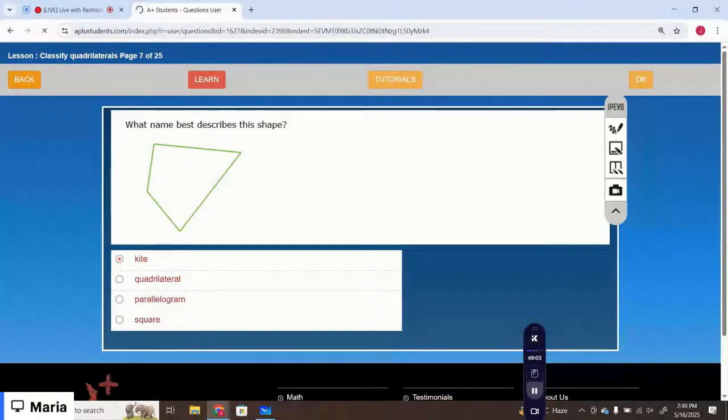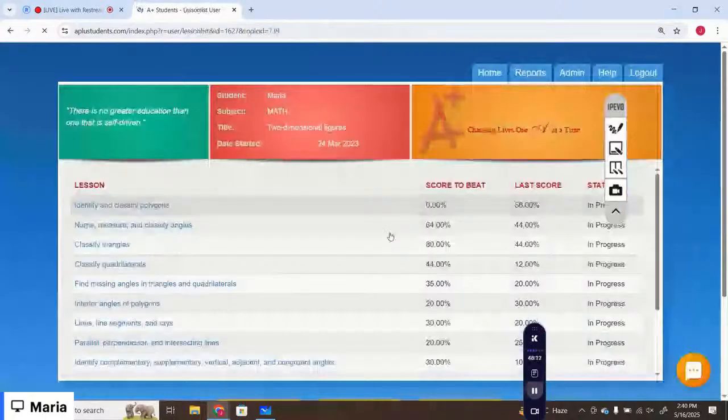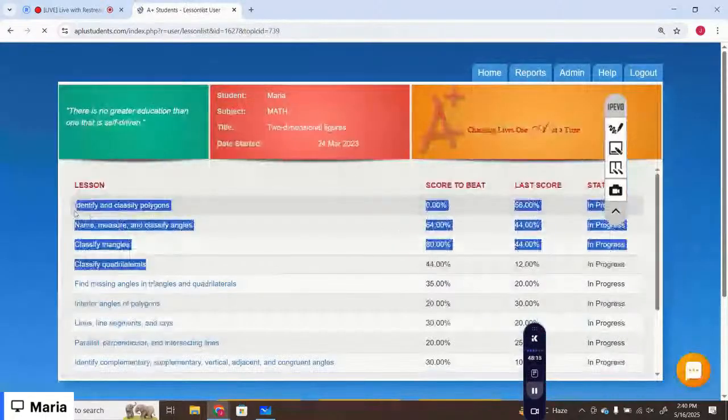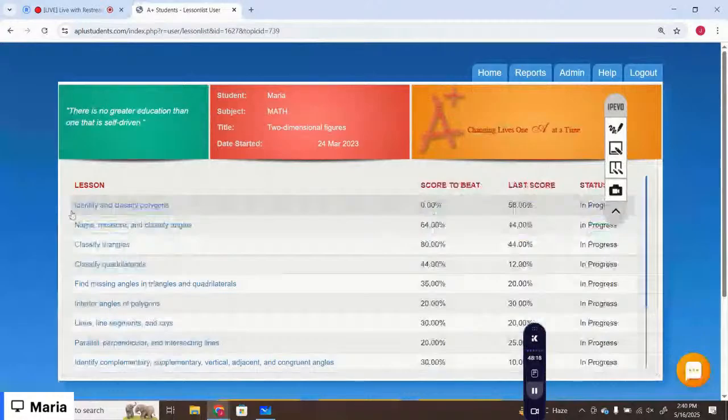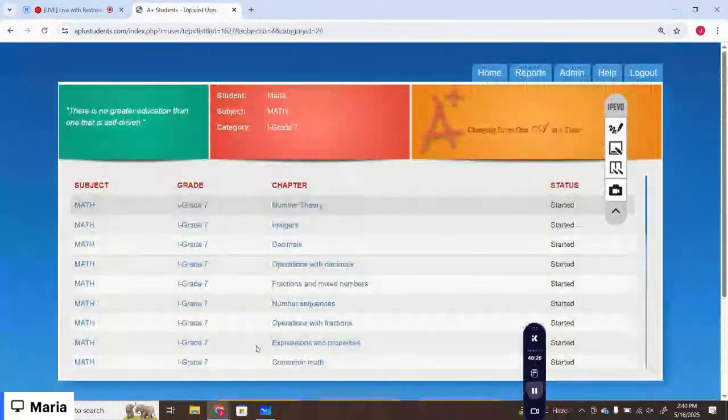So you will get a wait of 7 minutes. Chapter four's focus point is two-dimensional figures. The lessons we have covered today are identify and classify polygons, measure and classify angles, classify triangles, and classify quadrilaterals. Please make sure that you complete all the practice questions for the lessons we just did. That is your homework until next session.